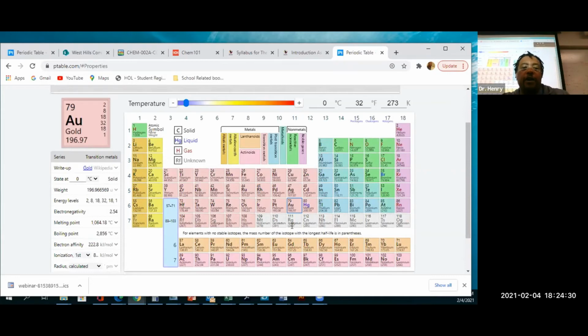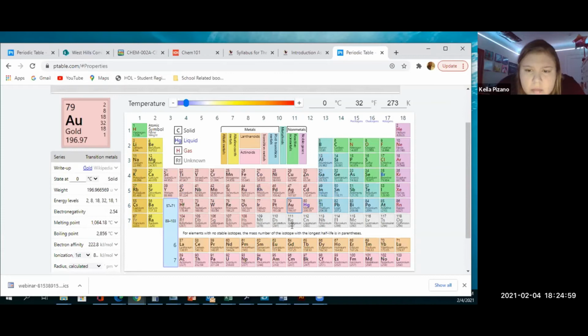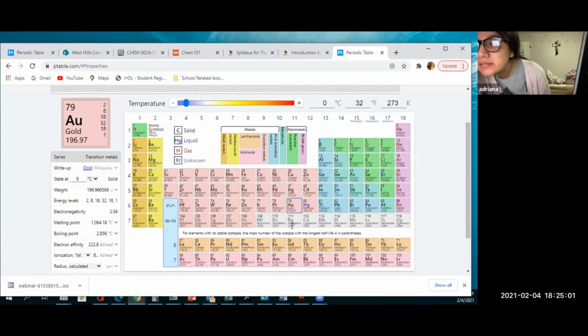So the periodic table, like I said, is kind of organized. So if I'm asking you something like, okay, group 14, period 5. So what's in group 14, period 5? Sn. So what is Sn?